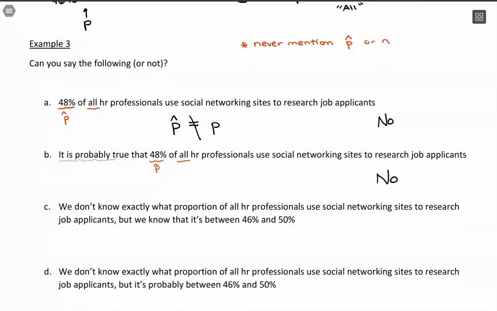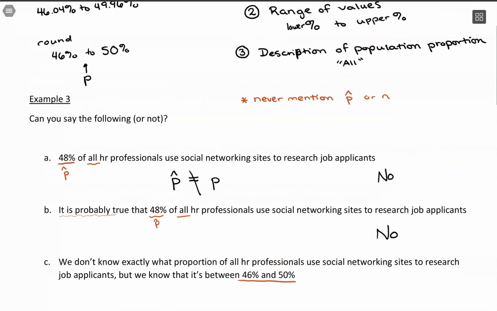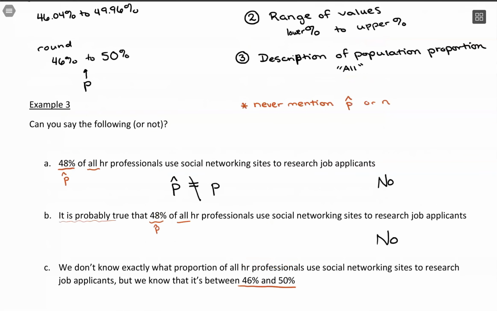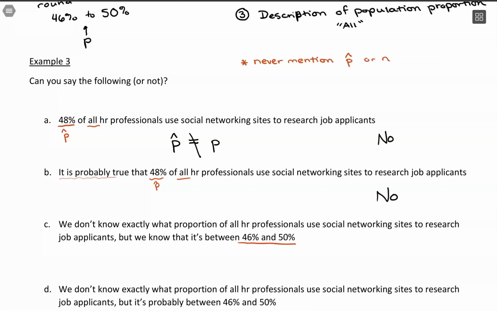With Part C, we don't know exactly what proportion of all HR professionals use social networking sites. So now they're saying we don't know what p is, which is true. And now we're getting a range of values, which is awesome. We want that. So that's hitting Part 2 up above. But while they're saying we don't know what our population proportion is, they say we know it's between those two values. And that's basically stating 100% confidence.